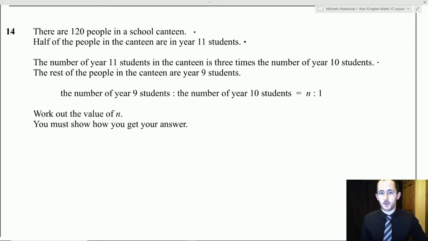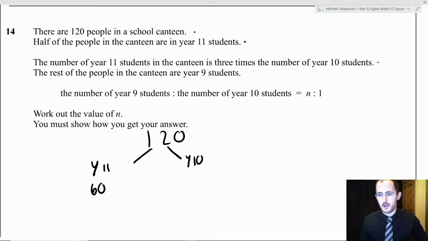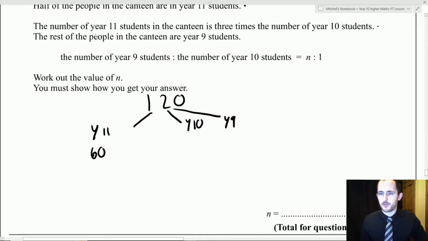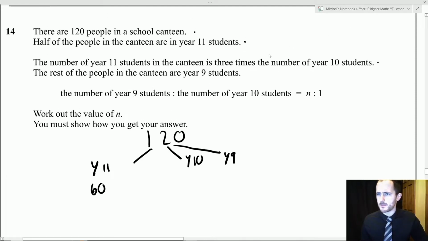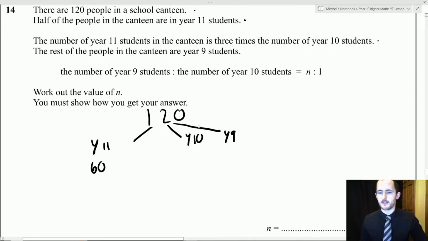Okay, so we have 120 people. Half of them are year 11. So if I write Y11, that is 60. And then we have year 10 and year 9. The number of year 11 students is 3 times the number of year 10 students. Oh, did I misread that completely? Oh, no, I didn't. Okay.